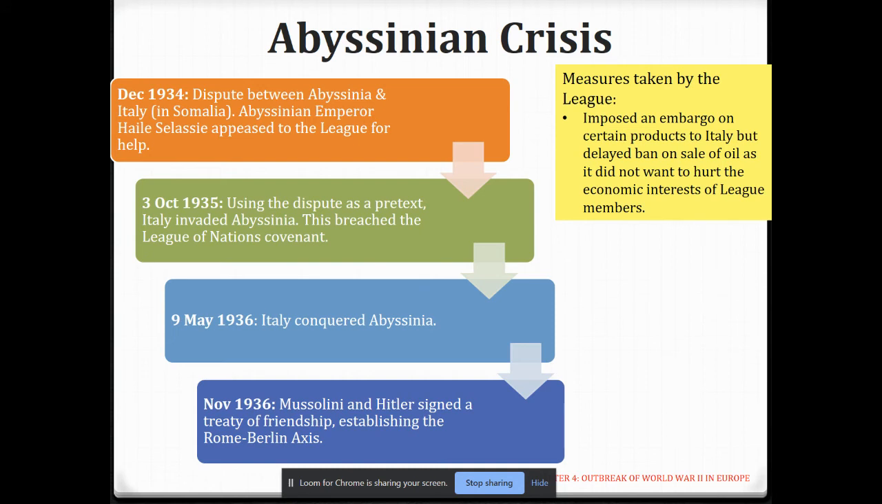Now, what did the League do to try to address this Abyssinian crisis?